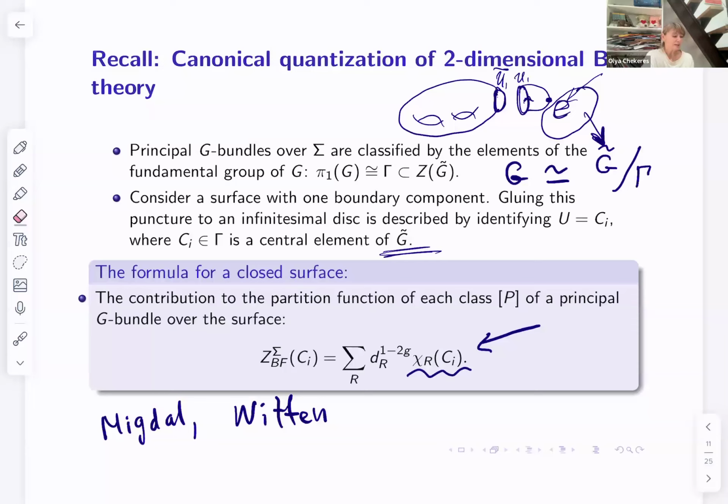All right, so this is how the partition function for each class of principal bundle looks, for each central element in the subgroup of the center of the covering group. And then, to obtain the entire partition function, we sum over all the classes of principal bundles. So this is just a regular BF theory with the field B taking values in the G star, the dual of the Lie algebra.